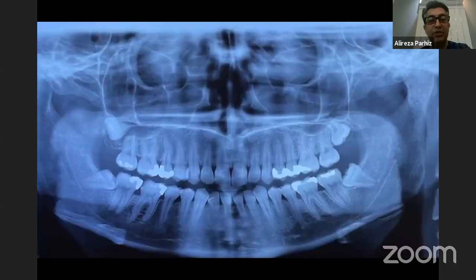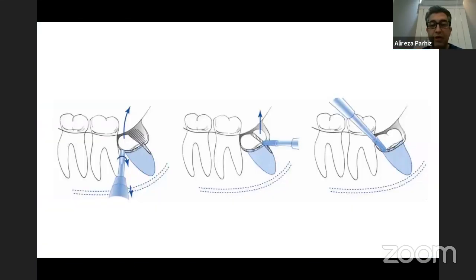Here is the panorex of a patient. She's 22 years old and she wants me to remove the third molar on the left side of the mandible. This is a mesioangular impacted third molar. As I mentioned before, this is the technique in which we remove the third molar. Okay, let me start the video.